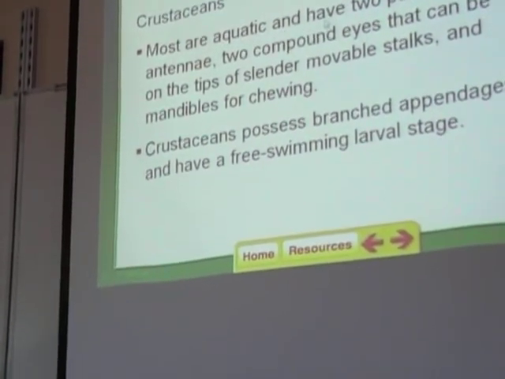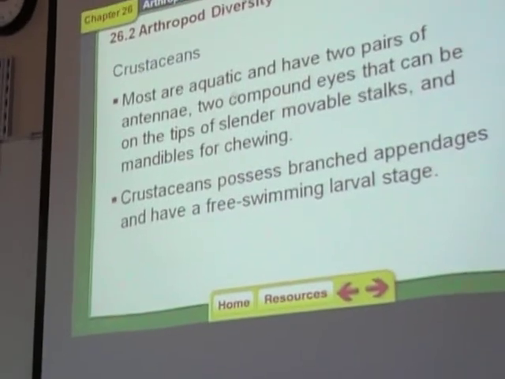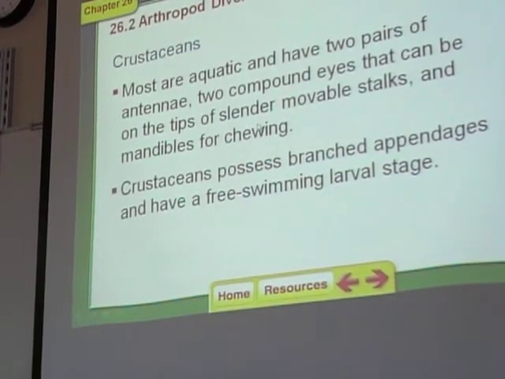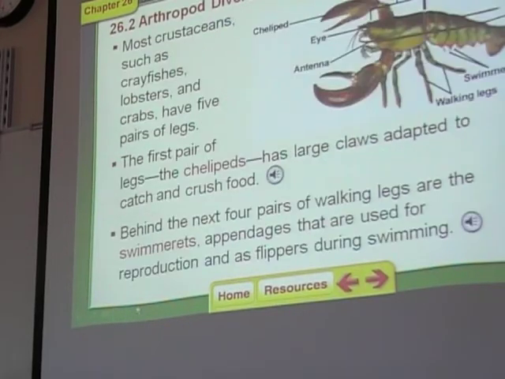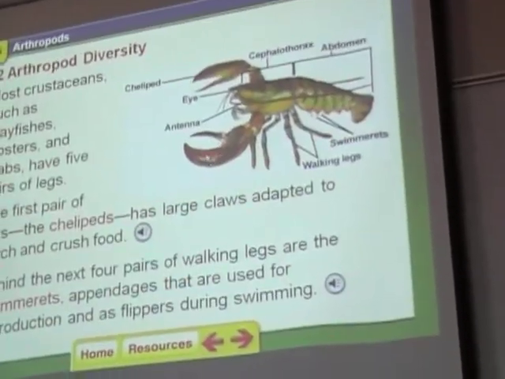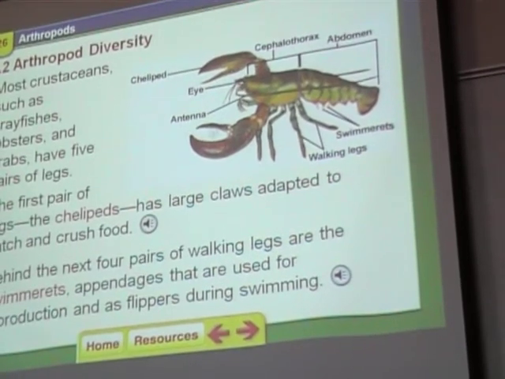Most are aquatic and have 2 pairs of antennae, 2 compound eyes that can be on the tips of slender movable stalks, and mandibles for chewing. Crustaceans possess branched appendages and have a free-swimming larval stage. Here's a crustacean. You know what that is? A lobster? Crayfish. We're going to look at these in the lab and dissect these things.